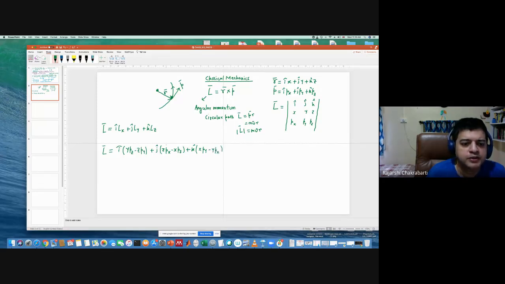And now I can compare these two. If I compare these two, what I can see? I can see you can express your Lx, Ly, Lz in terms of X, Y, Z and Px, Py, Pz. So this is going to be your Lx. What about this? This is your Ly. What about this? Lz.